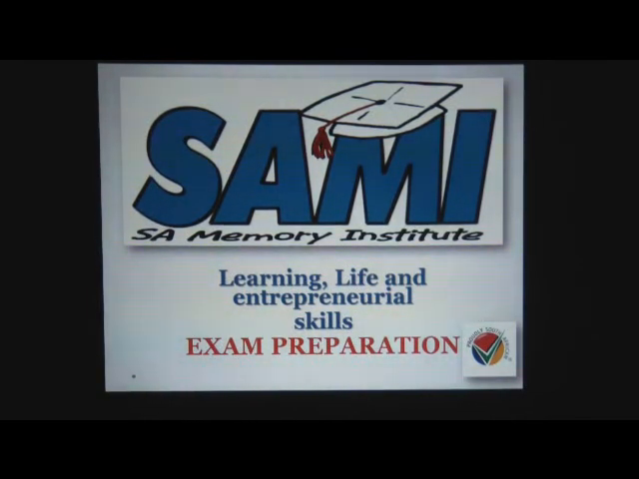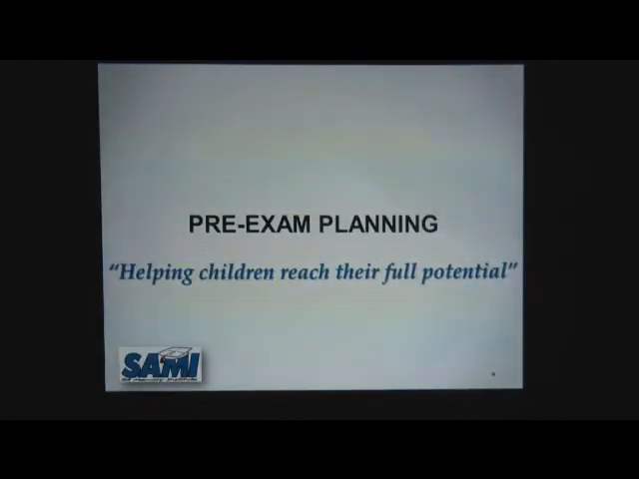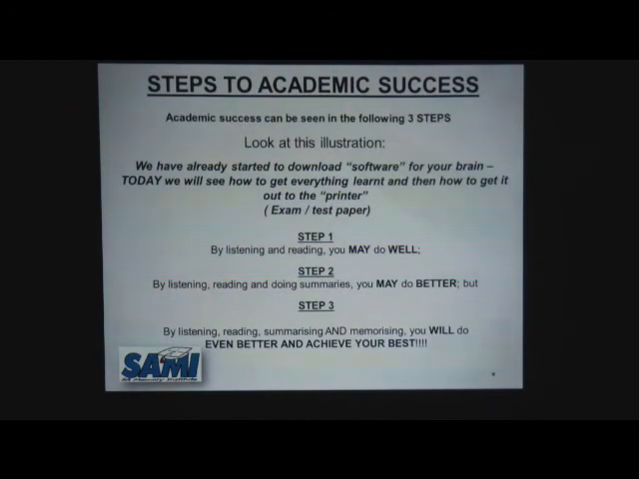Okay, good day. Today we're going to look at exam preparation, as we're quite aware that a lot of you are concerned about how to prepare for the exam and what to do during the exam. So the pre-exam planning requires that you look at the steps to academic success. Academic success can be seen in the following 3 steps.